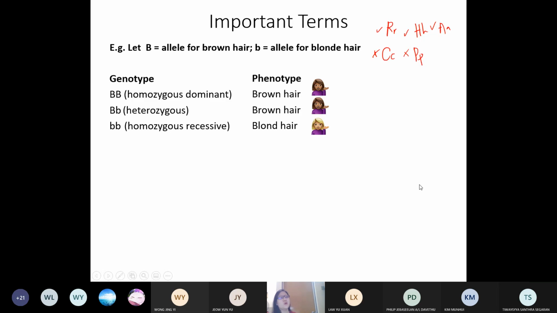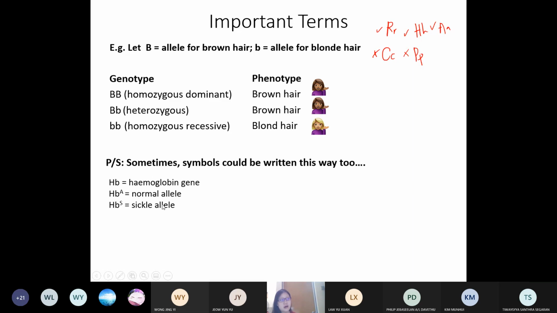But I also want you to know that sometimes symbols can be written differently. Sometimes, like sickle cell anemia, you have particular terminology that you have to use. In sickle cell anemia, HbA is the normal allele, HbS is the sickle allele. You cannot use big A, small a. You must use this for sickle cell anemia.